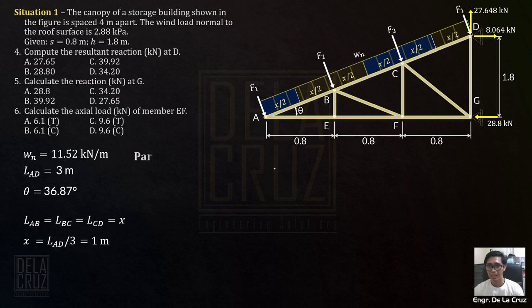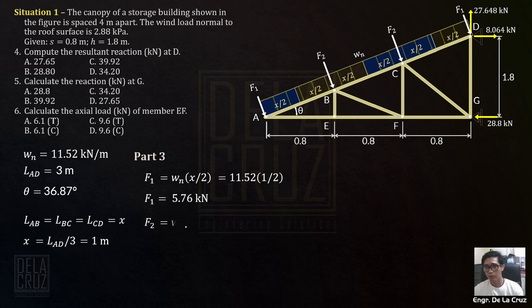Okay, so that is the analysis. Kung iba-iba yung length dito, iba yung length niya dito, then gawin mo lang, hatiin mo lang siya. Tagkalahating length lang siya. Okay, so kunin muna natin yung F1 and F2. So that is simply for F1, WN times X over 2. So substitute natin, WN is 11.52. Yung X is 1 meter, then over 2. You have here 5.76 kilonewtons.